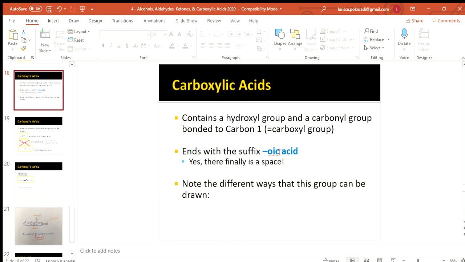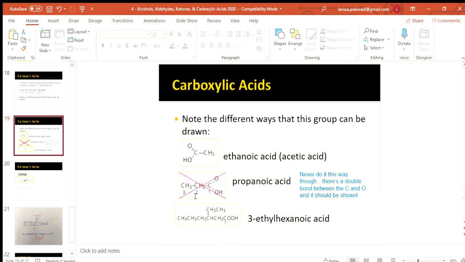We finally get to use a space, even though it's just the word acid. And we'll see on the next page different ways that we can show a carboxylic acid. So these are 3 different ways you might see on worksheets or online if you're searching for stuff of how to actually draw things out.